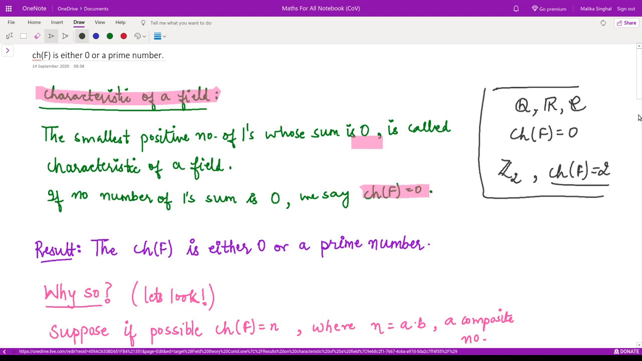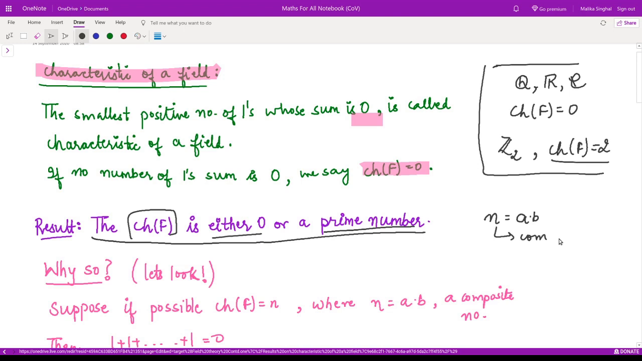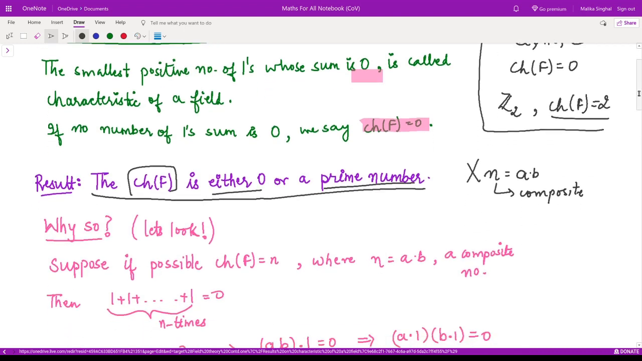Now there's a result which says that the characteristic is either 0 or a prime number. That means these are the only possibilities for the characteristic of a field. That means if you have a number of this form, n is equal to a into b, this is a composite number, right? So we are saying that this cannot be the characteristic of any field. Let us see why this is so.